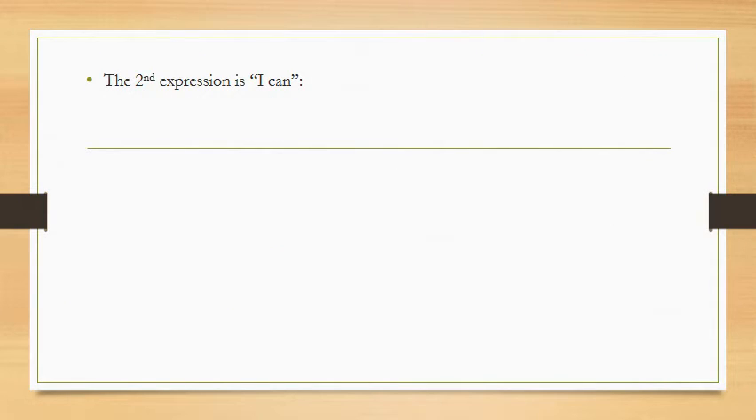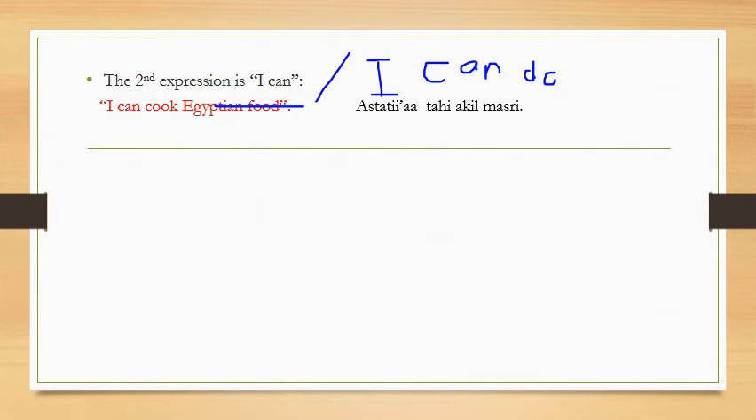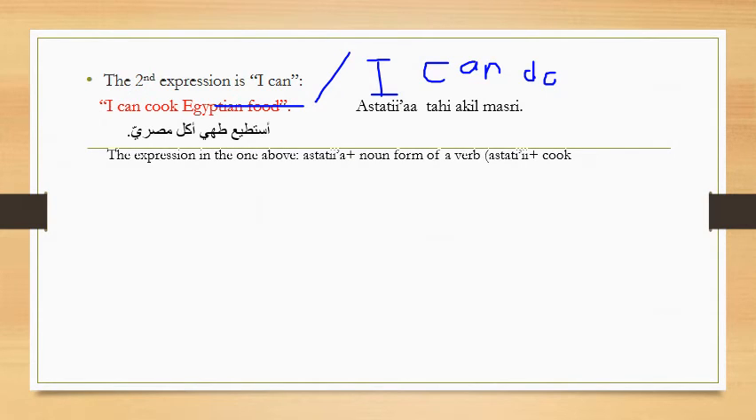The second expression is I can. So to express your hobby, you can say I can or I can do. So I can do this. Now, I can cook Egyptian food. What you can do, you can cook Egyptian food. So I can is أستطيع. Cook, here we're using the noun form of a verb.